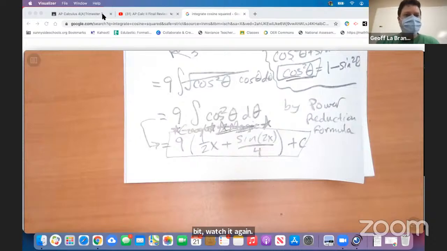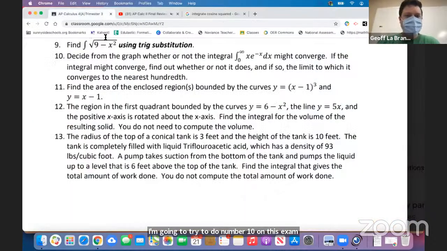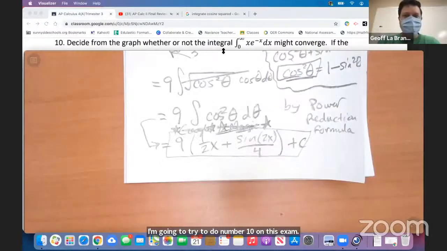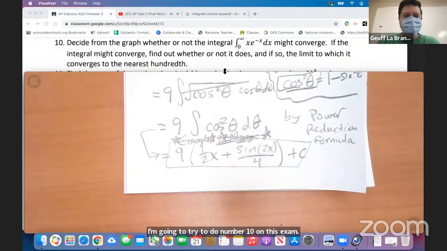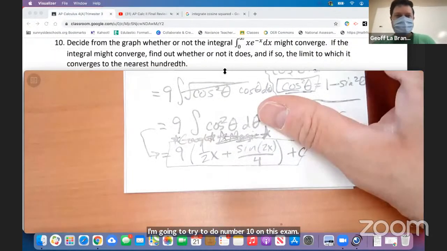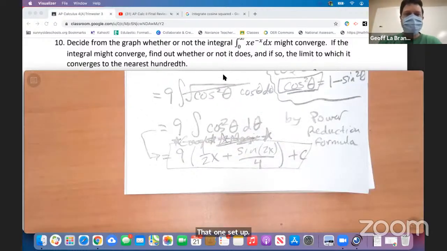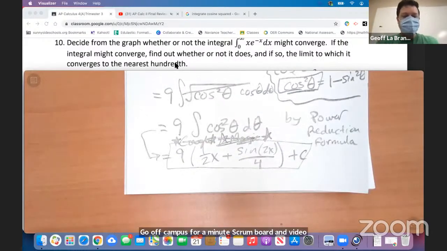I'm going to try to do number 10 on this exam. Let me get that one set up. I'm going to go off cams for a minute, scrub forward in the video until you find question 10.